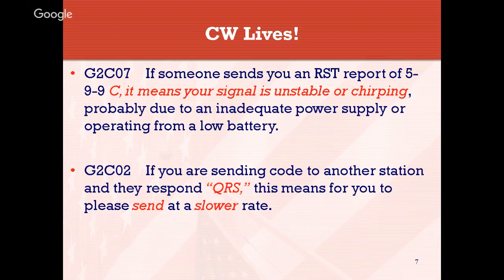If they're very readable, 5 is going to be the top number you use. If they're not very readable, you're going to, of course, go down to, say, 4 or 3 or something like that. 9 usually indicates the signal strength, and the other 9 is the quality of the signal, basically. But the Q signals are there to give you a shorter, more efficient means to communicate in CW.